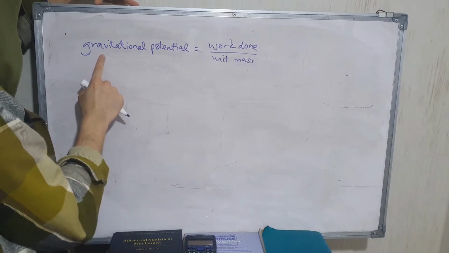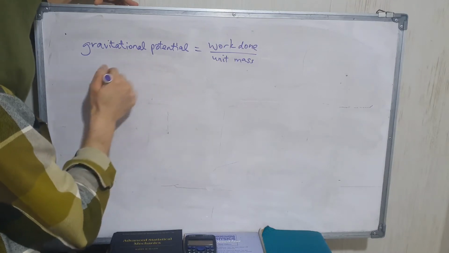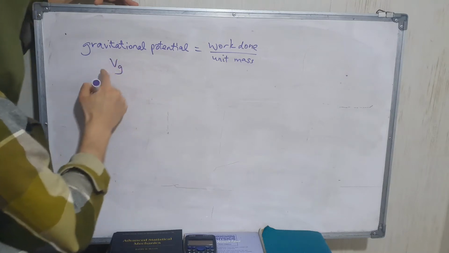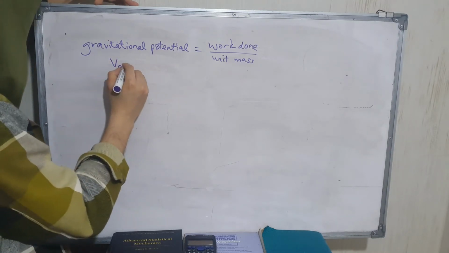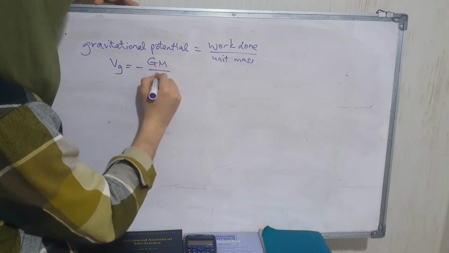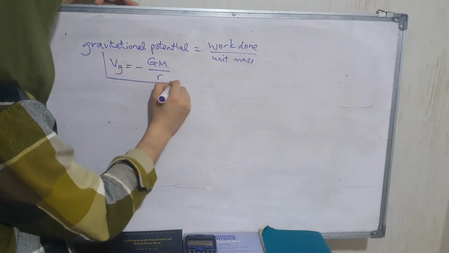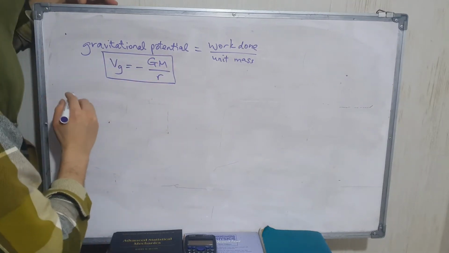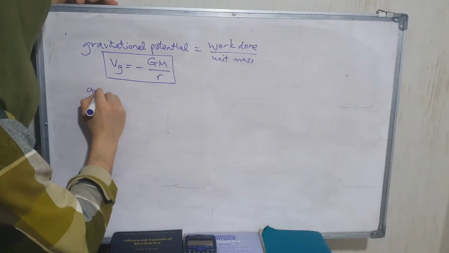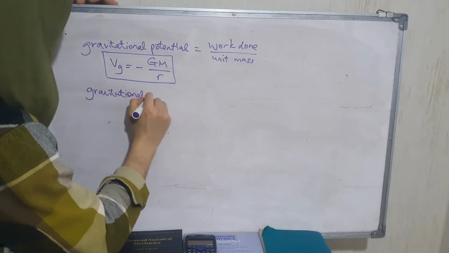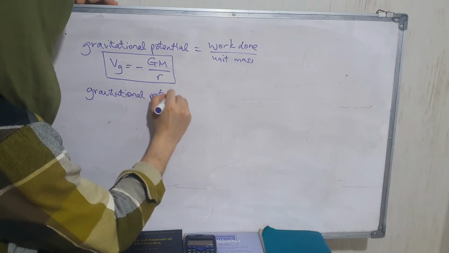All right, so what was the equation for gravitational potential? Remember, the symbol for gravitational potential was Vg, which is equal to minus Gm over R. So that was gravitational potential. However, we want gravitational potential energy.